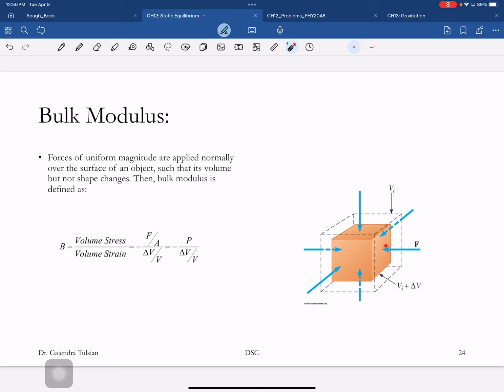The volume is shrinking. The change in volume is negative. Negative times negative will make it positive. Okay? So there is the bulk modulus.